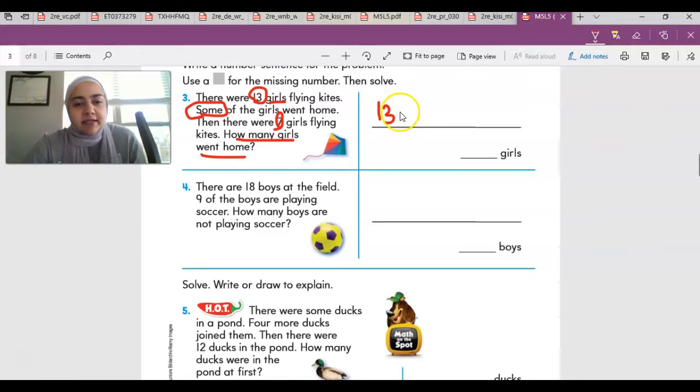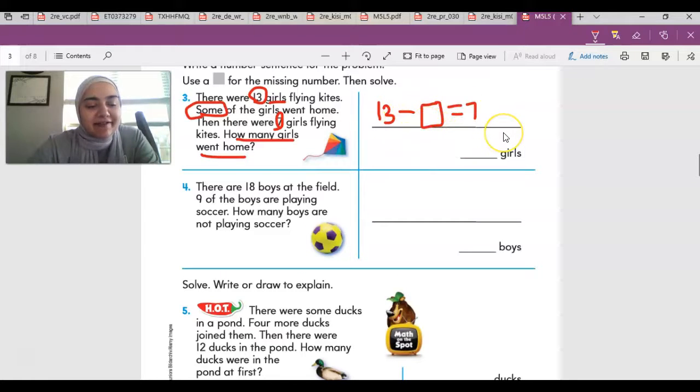So there are 13, some went home. We don't know how many, so we're gonna draw an empty box there, right? And now there are 7 girls. So how many went home? 13 take away what is 7? What's 13 take away 7? 6. So let's see, would 6 work here? Is 13 take away 6, 7? 13, 12, 11, 10, 9, 8, 7. Yes, it is. So the answer is 6.